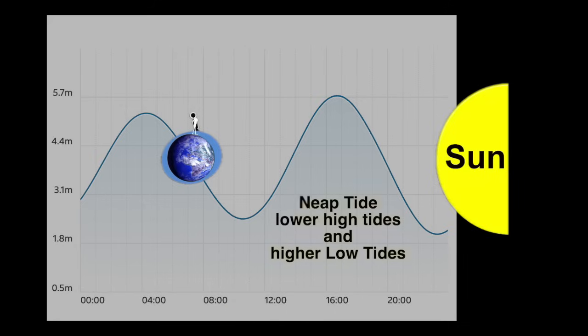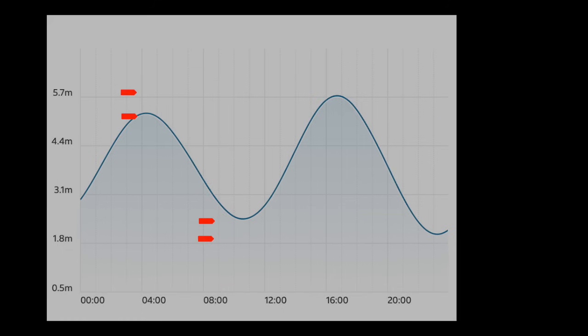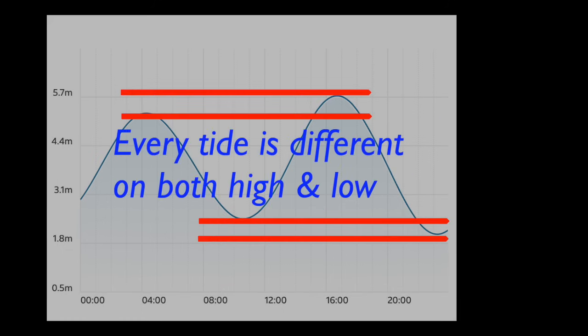They advance by about 20 minutes a tide, so the actual times of high or low tide vary every day. Every single tide is basically different, as we head from the springs to the neaps, then back again to the springs.